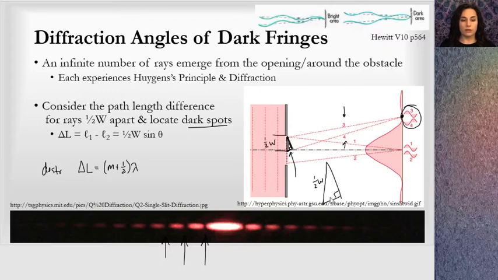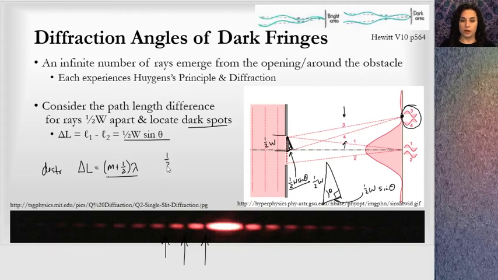There's a right angle. There's an angle theta here, and the path length difference is this side, which you can do trig to see that it's a half w sine theta. That's the side of that triangle right here, and the hypotenuse is a half w times sine theta. And so we see the path length difference between 3 and 4 is a half of a wavelength. We would set that equal to destructive interference to find where the dark spot is.